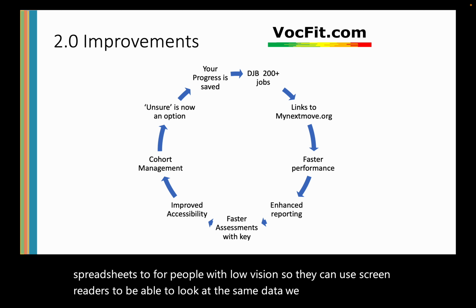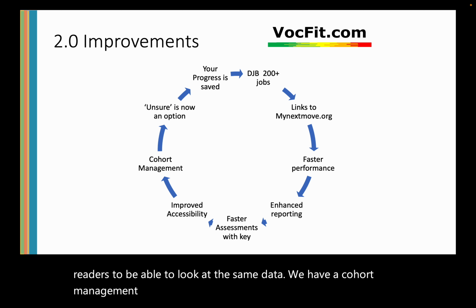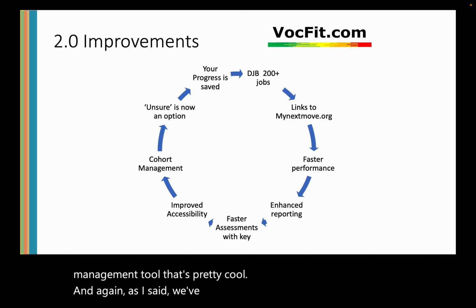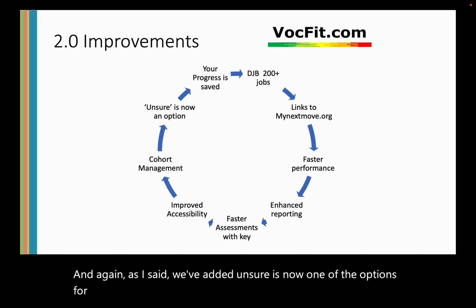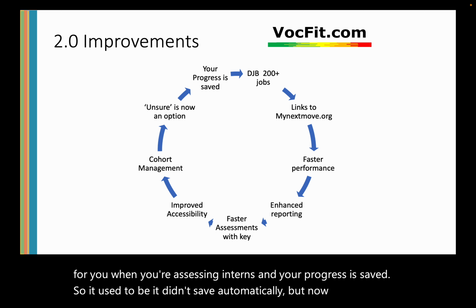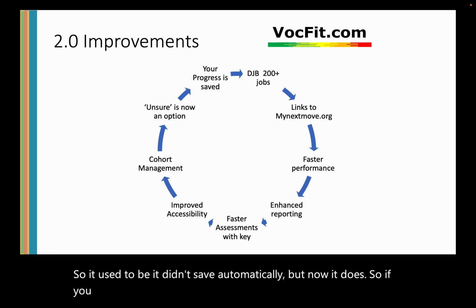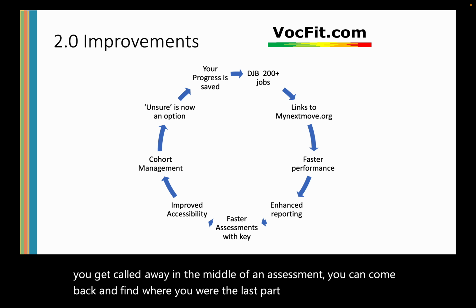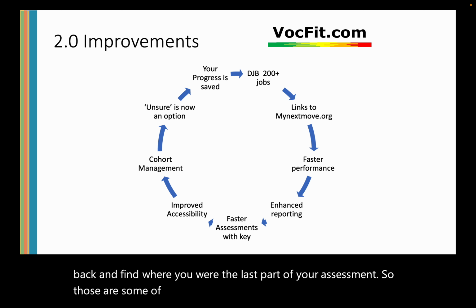We have a cohort management tool that's pretty cool. And again, as I said, we've added unsure is now one of the options for you when you're assessing interns, and your progress is saved. So it used to be it didn't save automatically, but now it does. So if you get called away in the middle of an assessment, you can come back and find where you were, the last part of your assessment. So those are some of the 2.0 improvements to this point.